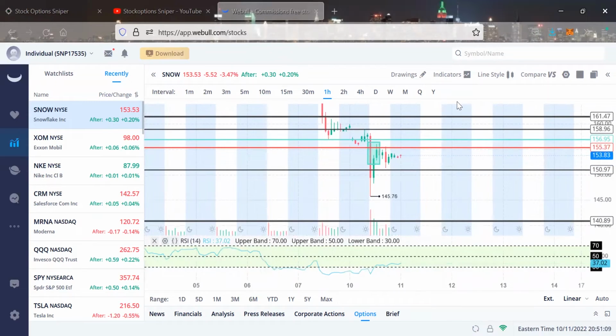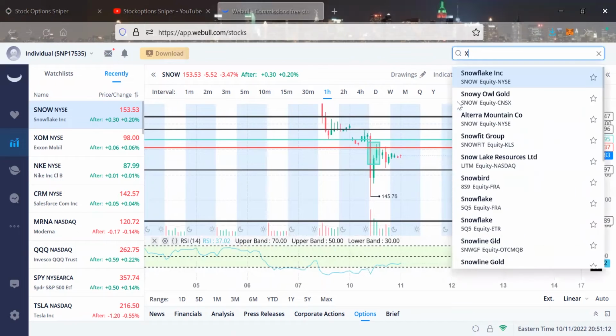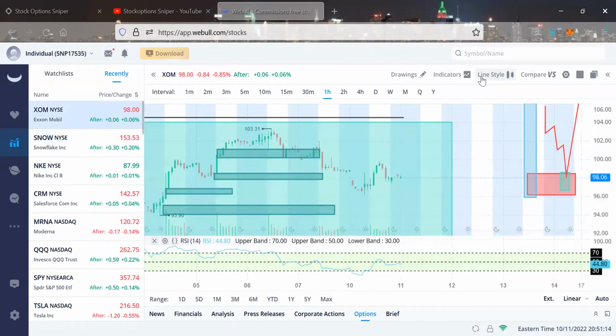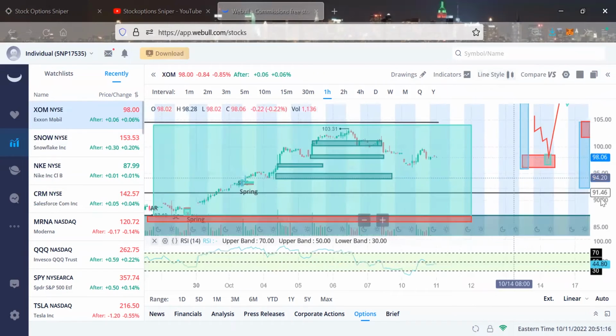I'm gonna talk about fake structure, right? We were on Exxon. Exxon has a perfect example. So basically, fake structure. I want to delete all these things.